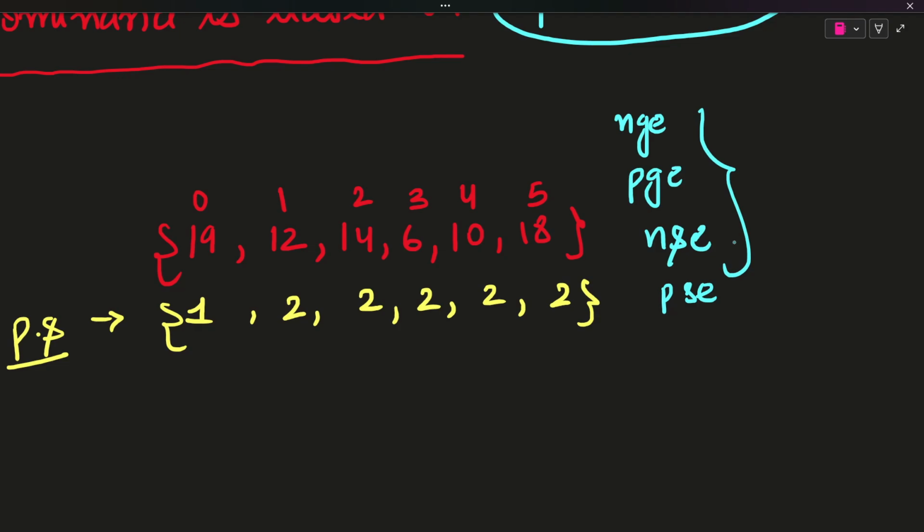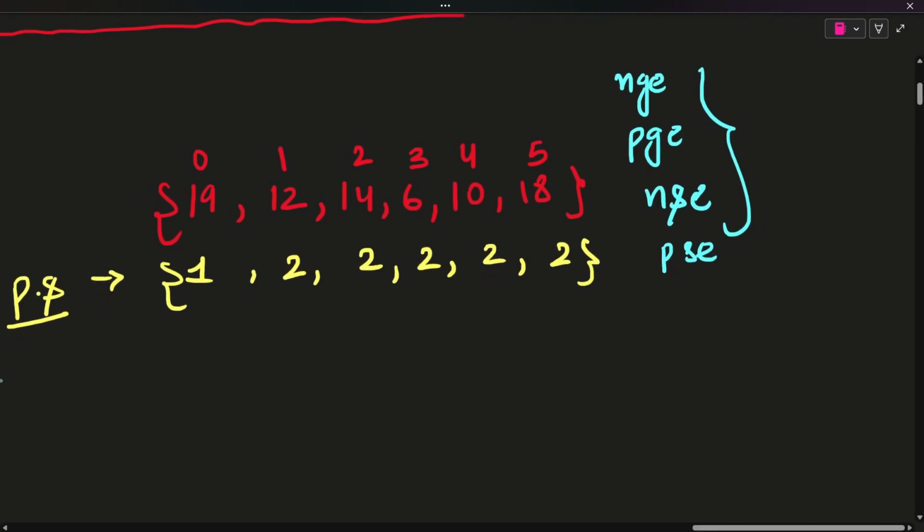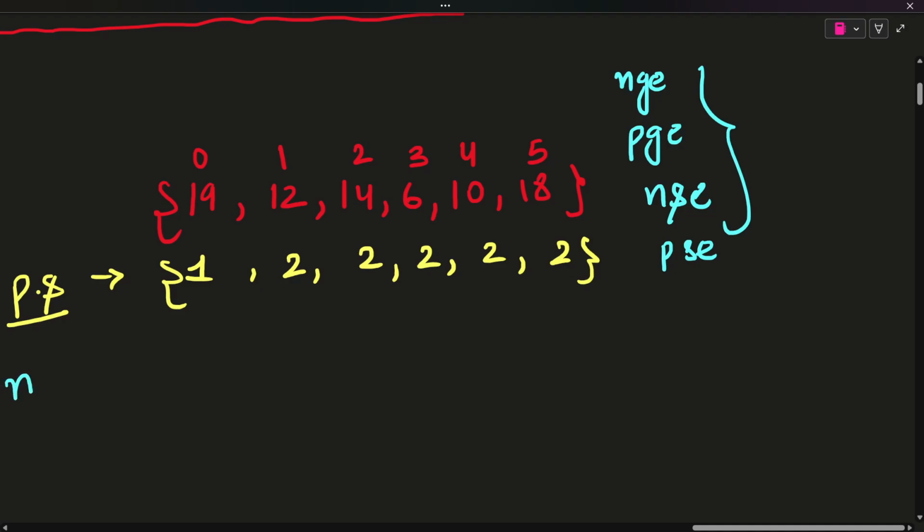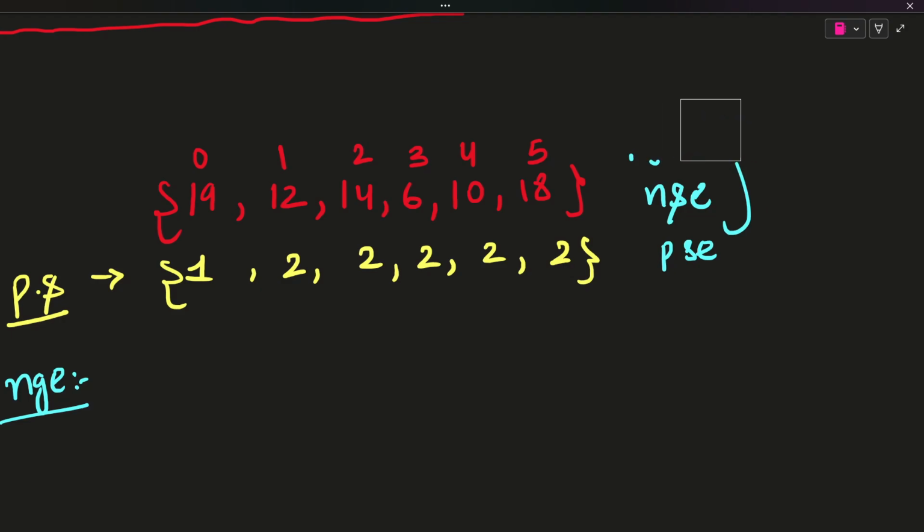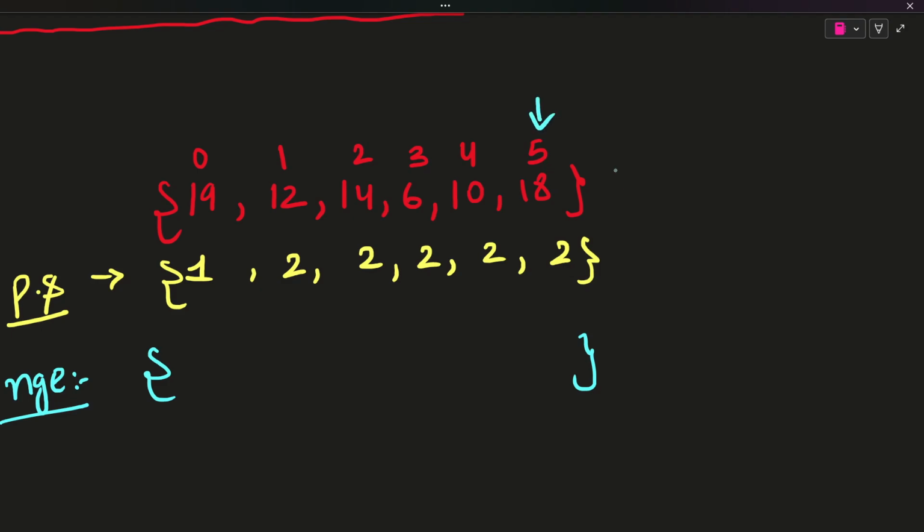So let me first find out the next greater element. Let me rub this off. So we are here. Tell me one thing: at what index is there a greater prime score?